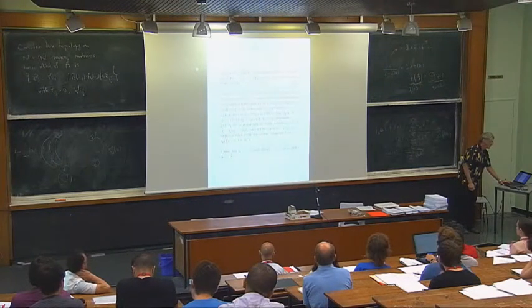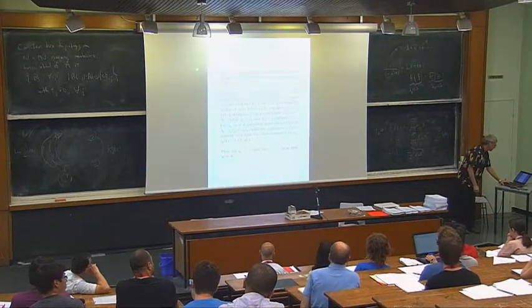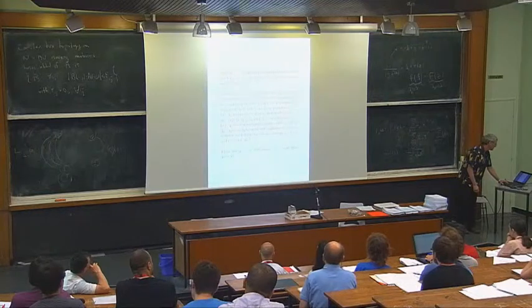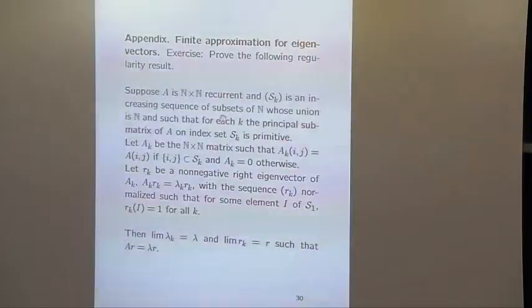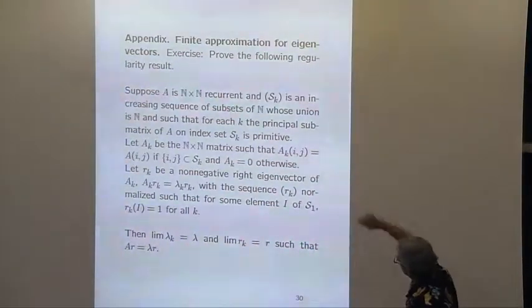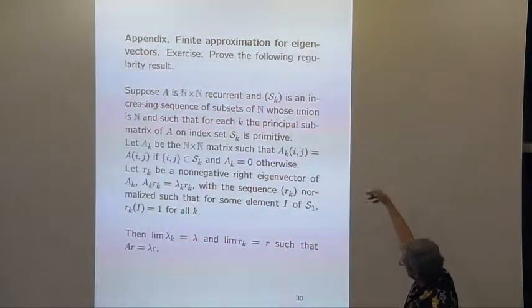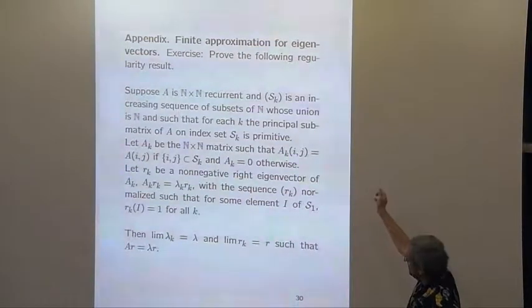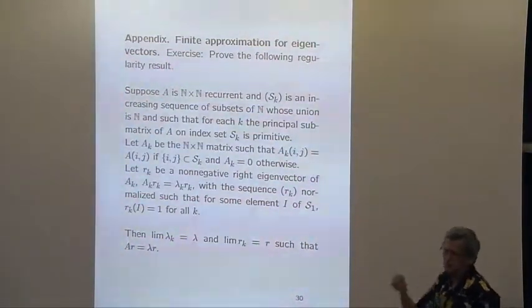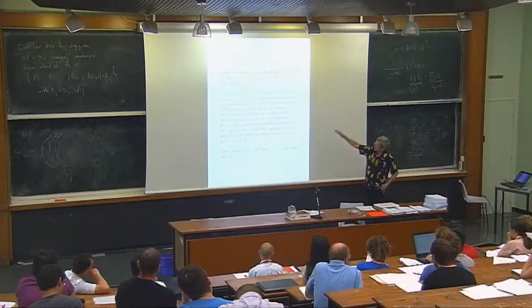Now here are the proofs in the appendix that I'm not going to do, but you can see by how quickly I'm moving through, they're not too hard. I want to say one more thing before finishing. This is a finite approximation for eigenvectors. So if we have our recurrent matrix A, indexed by natural numbers, let's consider an increasing sequence of subsets S_k of the natural numbers whose union is the natural numbers, and such that for each of these sets S_k, the principal submatrix of A on that index set is primitive.